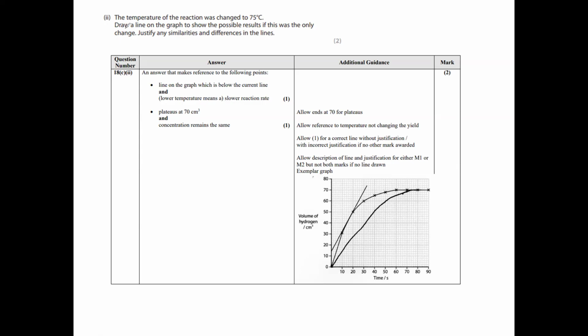They're asking, draw a line on the graph to show the possible result. This was the only change. They did only change the temperature. They didn't change the amount of reactant. So therefore the amount of product produced should be the same, right? And they're asking to justify any similarity and the difference of the lines. So one similarity I can see is they will produce the same amount of product. It's because the concentration remains the same. So at the end, they will produce 70 cubic centimeter of hydrogen.